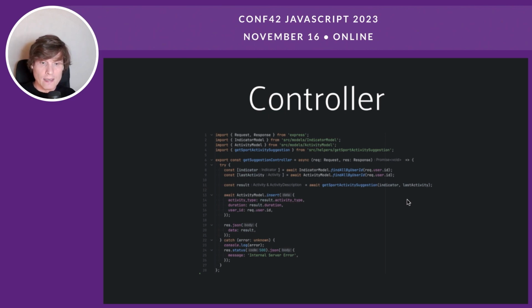So, the get suggestion controller. Having this indicator, we ask the indicator model by the user ID, and we ask for the last activity by the user ID, and that's how, by the indicator and last activity, we got a result. And that result actually has to be set also for the activity using the activity model. We have to just insert what activity has been accomplished.